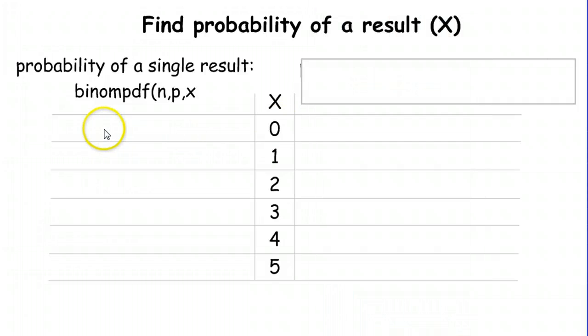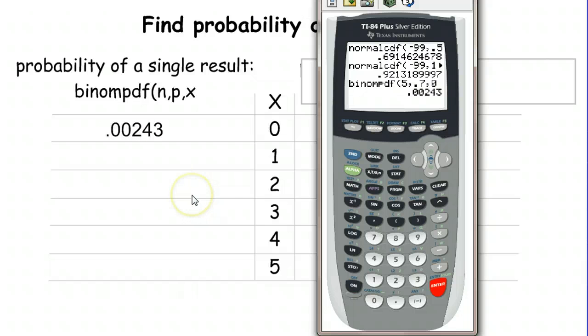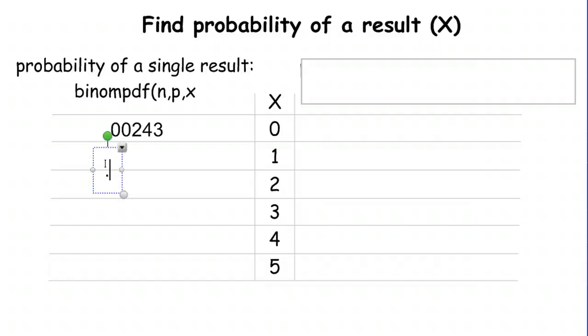0.00243. And what that tells us is that it's incredibly unlikely to make 0 out of 5 if you are a 70% shooter. Now, to save myself some time since I'm going to do this for 1 through 5, I can hit second enter, and it will type in exactly what I had before. And I'll just change that 0 to a 1. And now I have 0.02835, I believe.